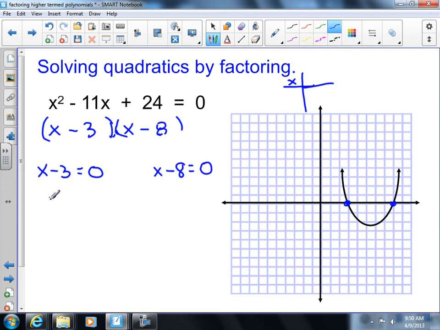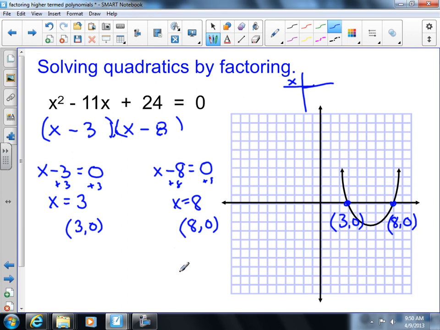So solve. What's x going to be if y is 0? It's going to be a 3. Remember, it's just like add 3 to both sides. Here, add 8 to both sides, and I get x equals 8. Now, didn't I say that it would be 3, 0, and 8, 0? Those are your solutions. So when you're solving for x, in your brain, you want to kind of think, okay, this is an ordered pair. This is an ordered pair that is the solution.